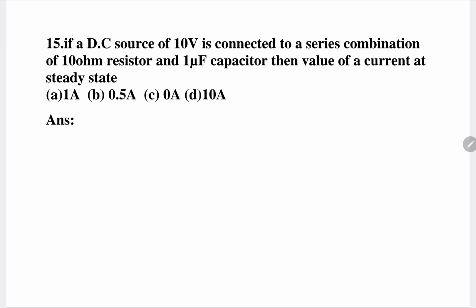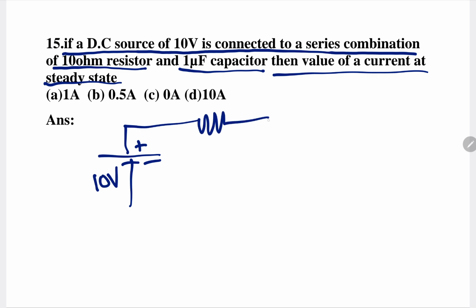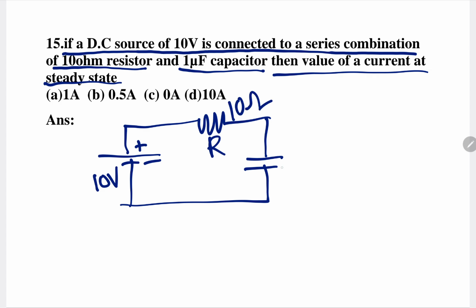Next, the 15th question. If a DC voltage of 10 volts is connected to a series combination of a 10 ohm resistor and a 1 microfarad capacitor, then what is the value of the current at steady state? So what is connected here? A 10 volt voltage source is connected to a series combination of one resistor and one capacitor. This is resistor R, it is 10 ohm, and the capacitor C value is 1 microfarad. We have to find the current at steady state condition.